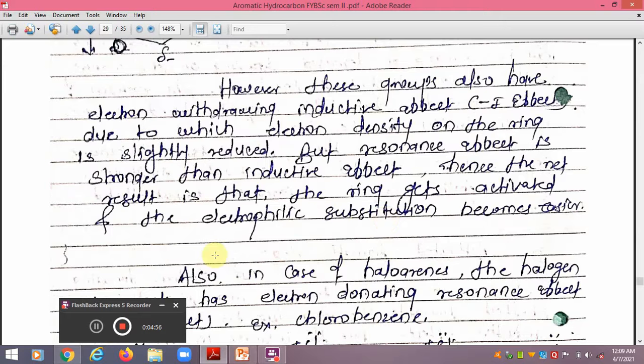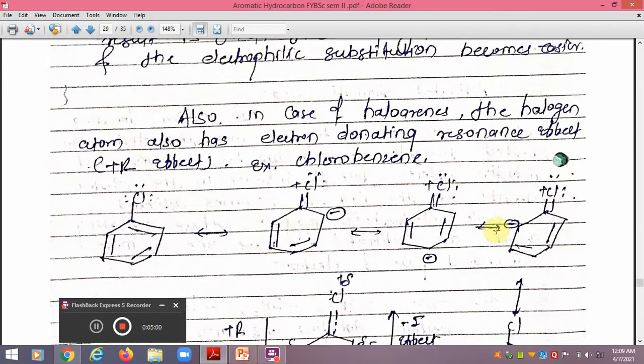So in this case the electrophilic substitution reaction becomes very easy. Also, in case instead of this the halogens are present, then the halogens show a resonance effect, an electron donating resonance effect, but at the same time they also show the electron withdrawing inductive effect.